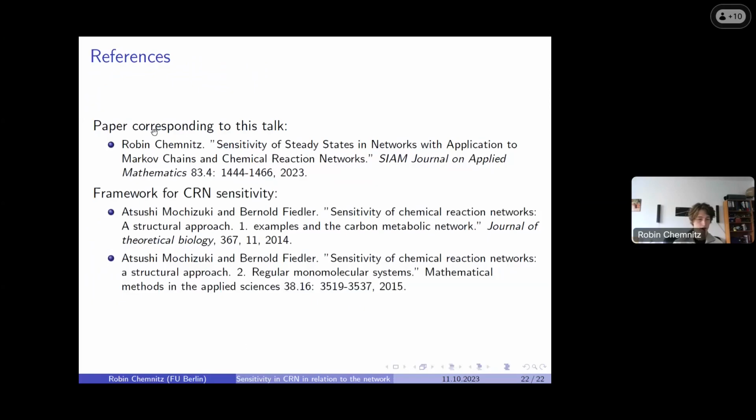Everything that I've been talking about today in this talk is in this paper, which has recently been released in SIAM Journal on Applied Math. And these are the references of Mochizuki and Fiedler, which introduce chemical reaction networks in a very nice way, and their sensitivity, in these two papers, which I've more or less copied for the small introduction.